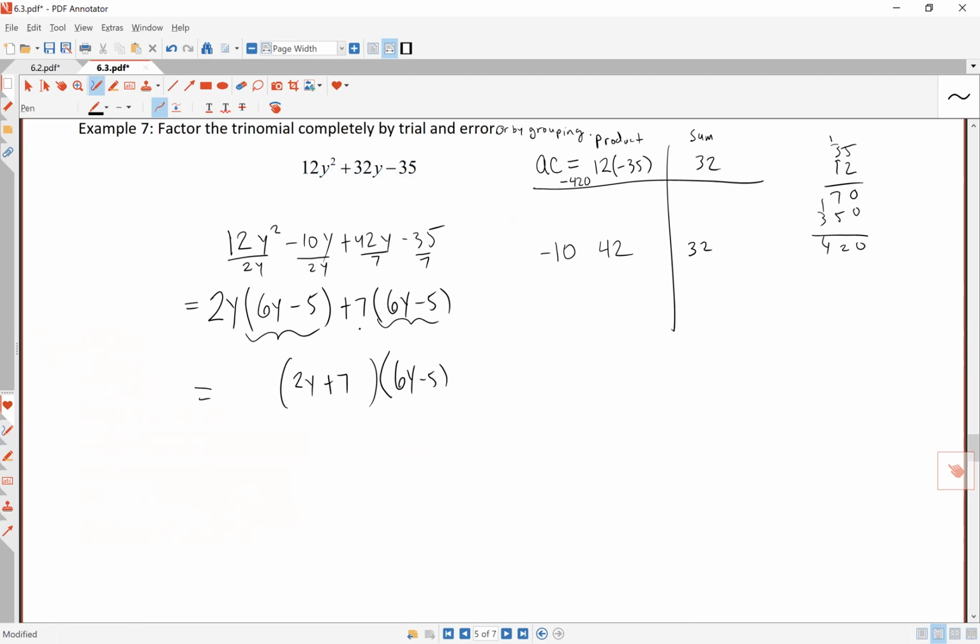Checking that. 2y times 6y is 12y squared. 2y times negative 5 is negative 10y. 7 times 6 is 42. And 7 times negative 5 is negative 35. Negative 10y plus 42y is 32y.